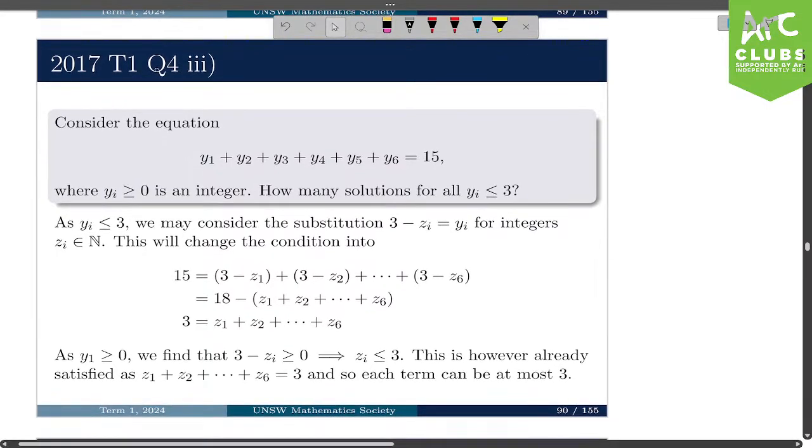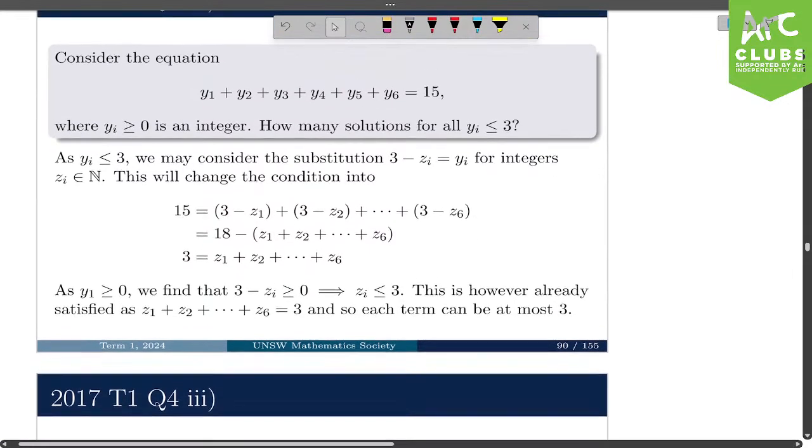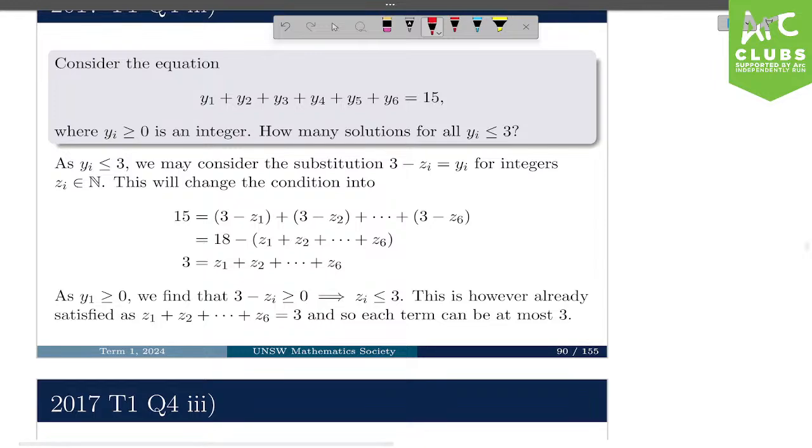It will change it. 15 is equal to 3 minus z1 plus 3 minus z2 all the way up, and you can collect the terms, do the calculations, and get z1 plus z2 all the way up to z6 is equal to 3, right? So since our yi's are greater than or equal to 0, we find that 3 minus zi is greater or equal to 0, and it means our zi's are less or equal to 3. But we note that this really isn't a restriction, because the sum of all zi's is already 3, so it can't exceed 3 either way.